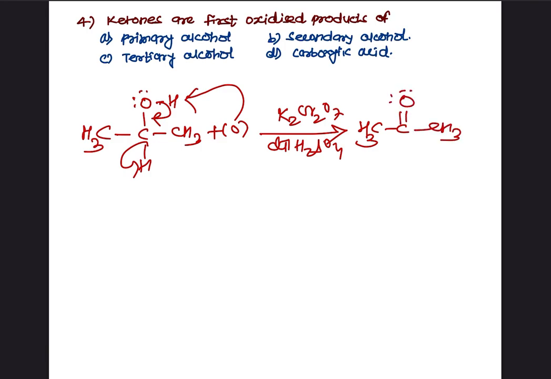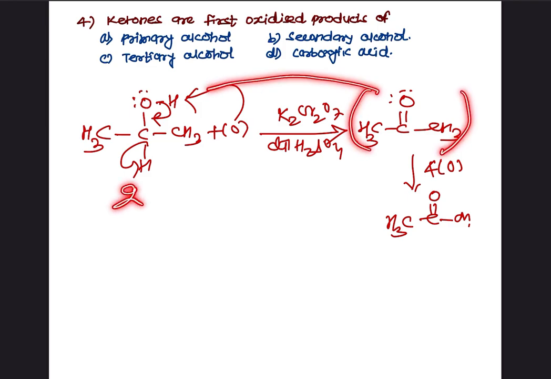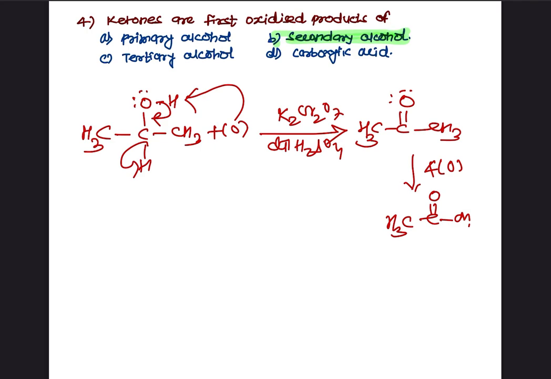Formation of acetone. Further oxidation of this gives acetic acid. यानी ketone is the first oxidized product of secondary alcohol. A secondary alcohol है. So what is the answer? Answer is secondary alcohol.